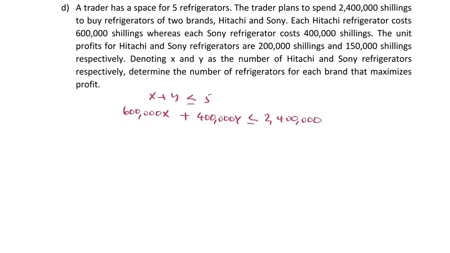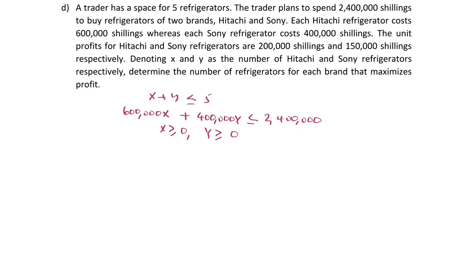And also we've been told that he is planning to buy 2 brands. Then X and Y should each be greater than or equal to 0. So we have X greater than or equal to 0 and Y greater than or equal to 0.